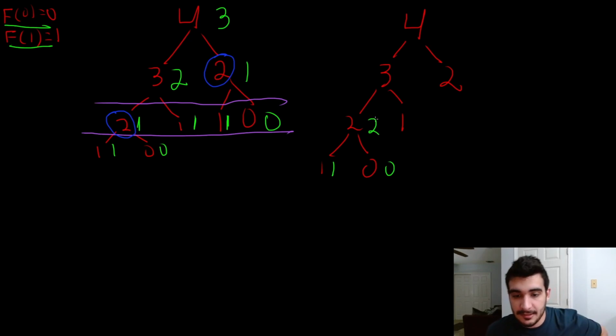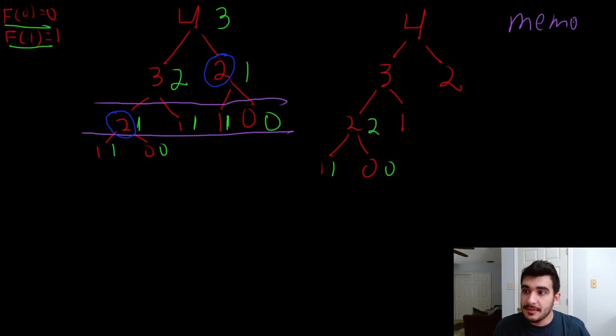A great way to make this solution is to store the solution to F2 somewhere different, like a dictionary. So we're going to make a dictionary called memo, because this specific strategy of coding is called memoization.